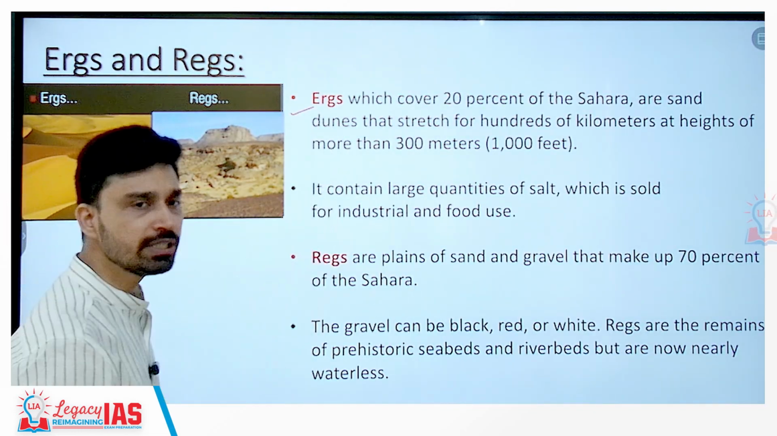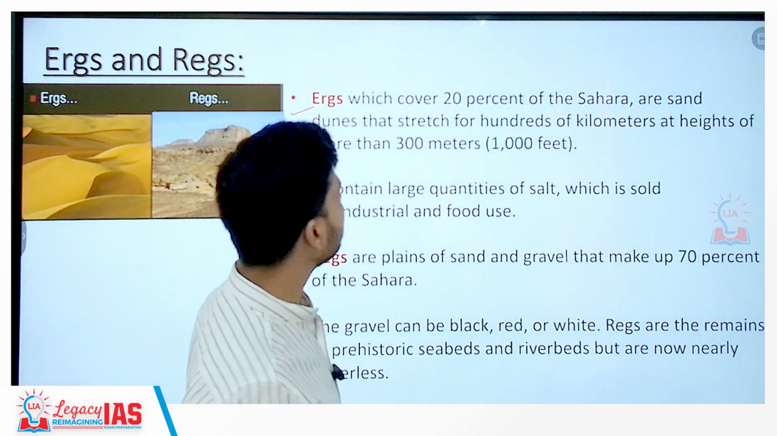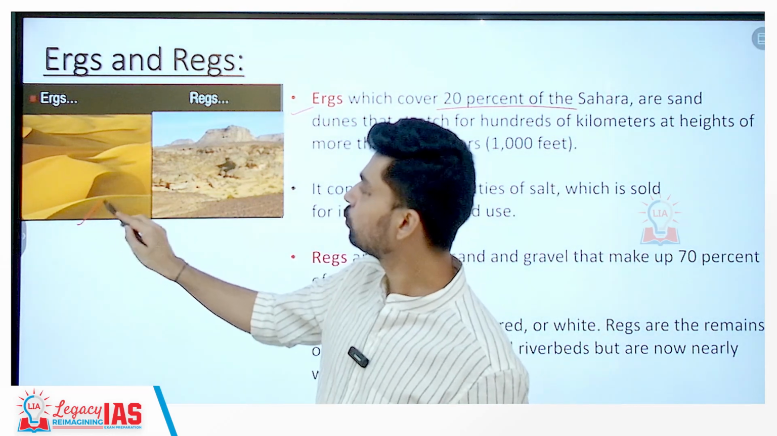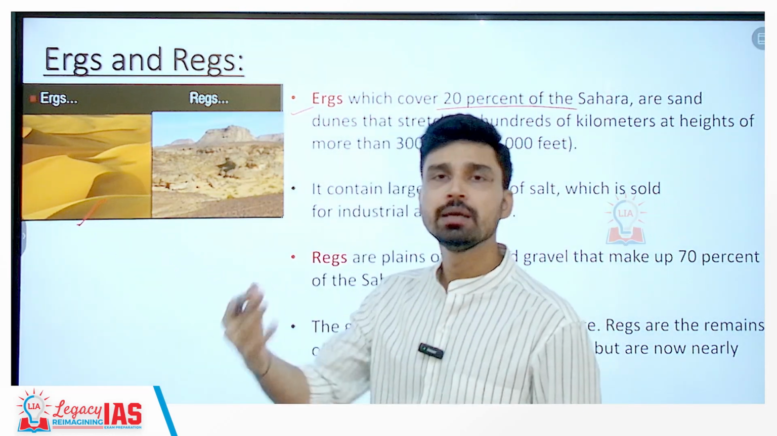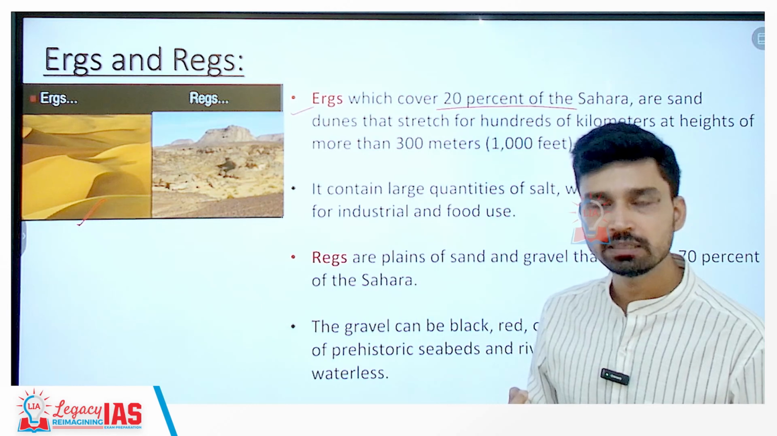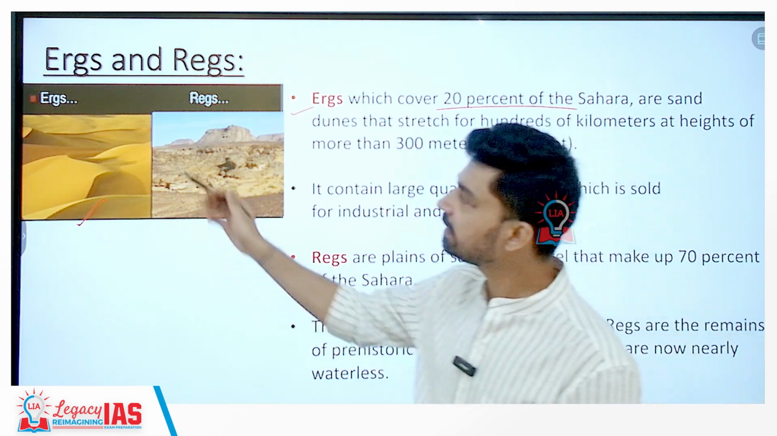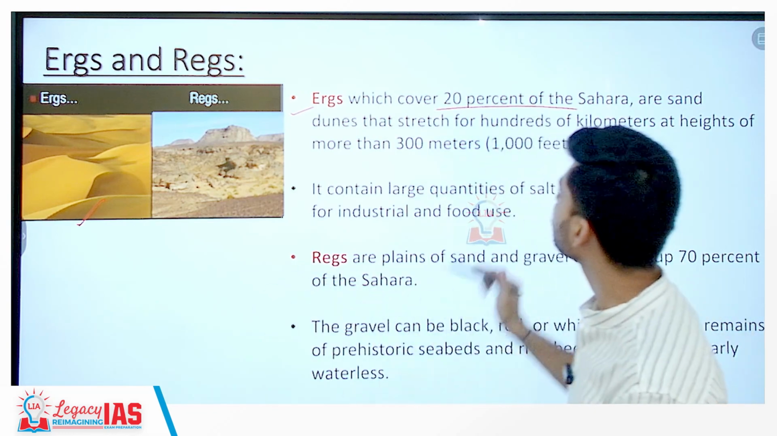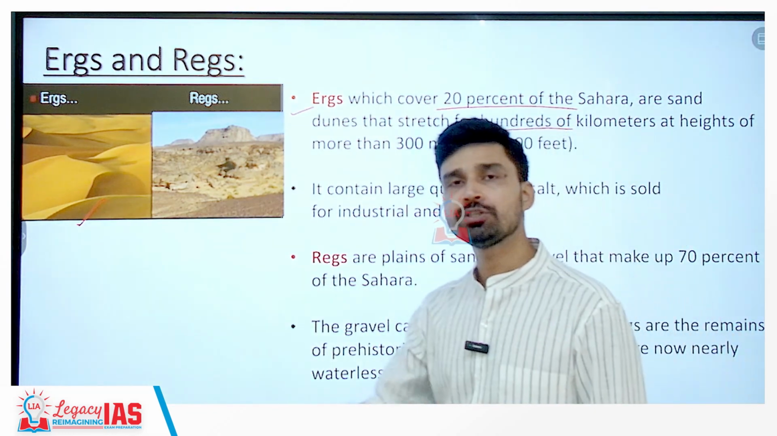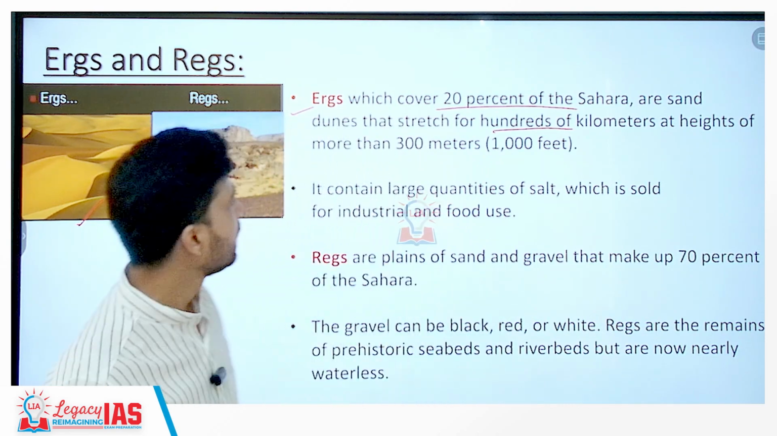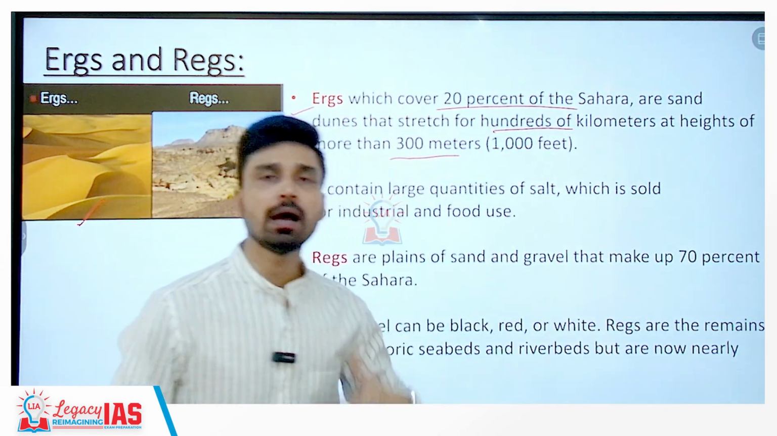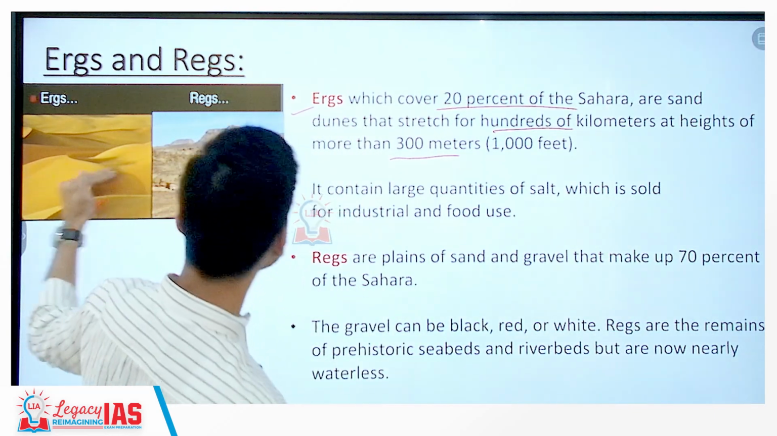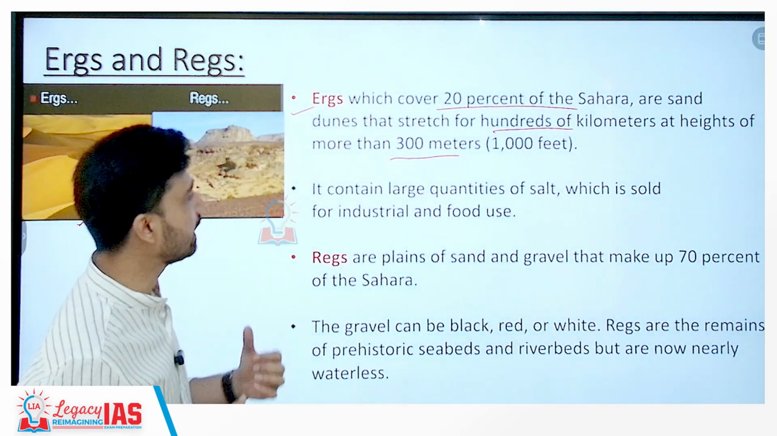Now, the desert features that we have discussed, the first is erg. Erg covers almost 20% of the Sahara, and as you can see from this photograph, these are nothing but deserts made up of fine sand particles. These are large desert areas covered with huge mounds of sand dunes, and those sand dunes stretch for hundreds and hundreds of kilometers, and sometimes have a height of almost 300 meters, that is 1000 feet. Such a sandy desert is referred to geographically as erg.